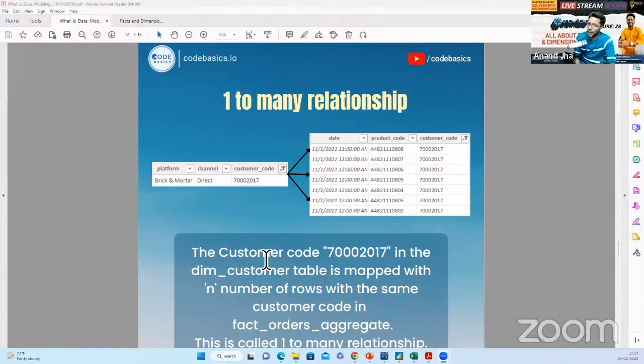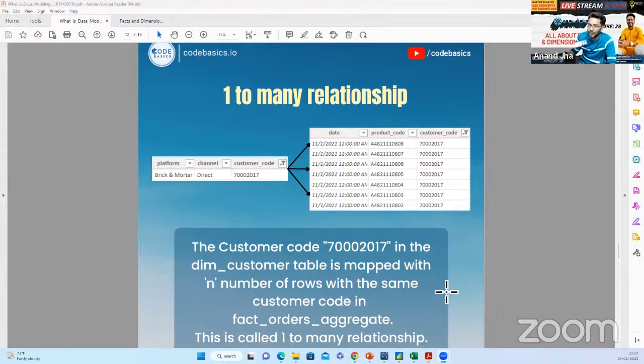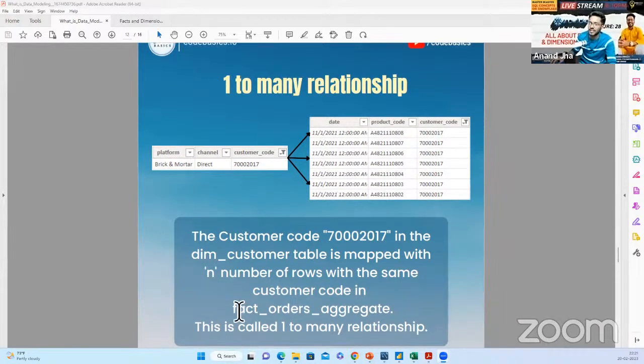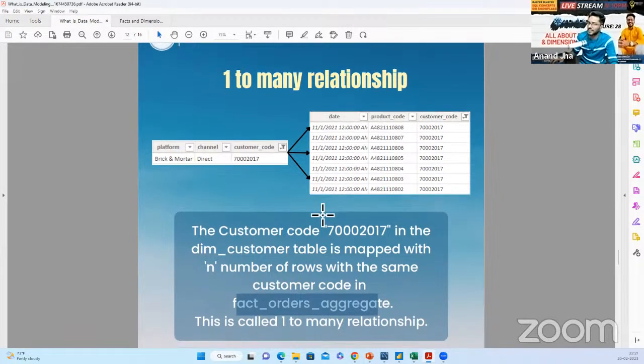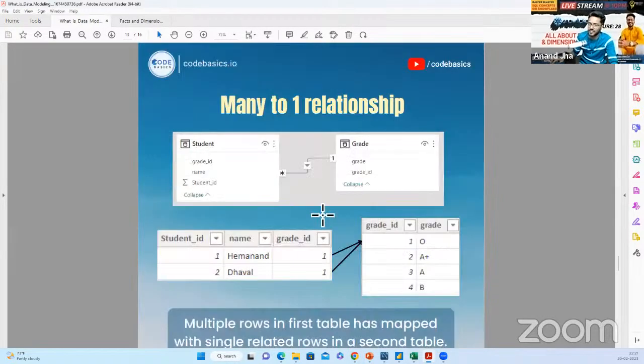So the customer code 17002017 in the dimension customer table is mapped to n number of rows with the same customer code in the fact order aggregate table. This is called a one-to-many relationship. One customer can have multiple sales.